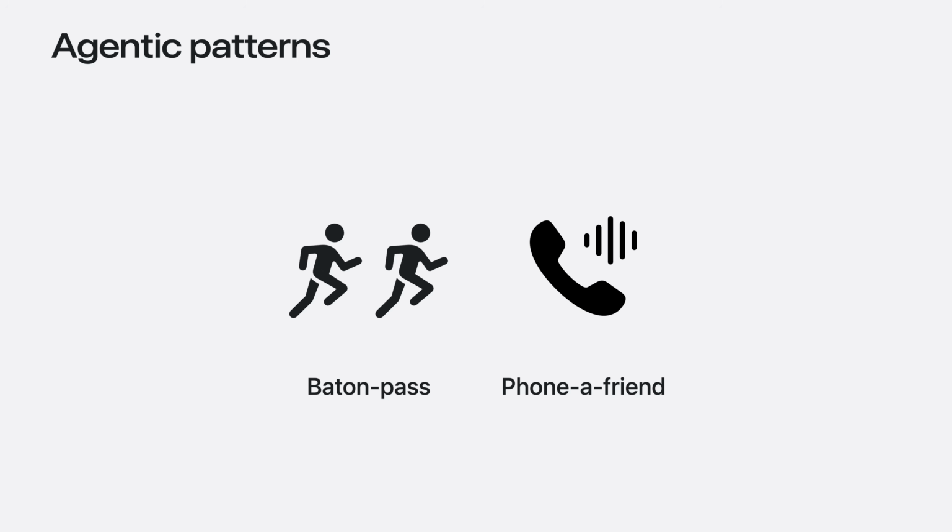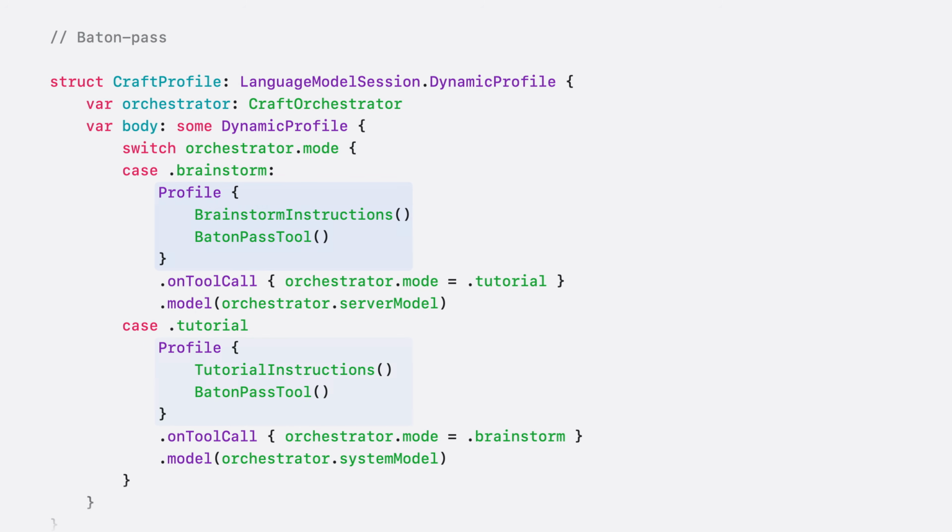Let's look at baton-pass first. In this pattern, there are two or more profiles, typically each leveraging different models. There also needs to be a variable that controls which profile is active. Finally, we give each profile a tool that allows the model to set that variable. Together, these pieces make up the baton-pass pattern.